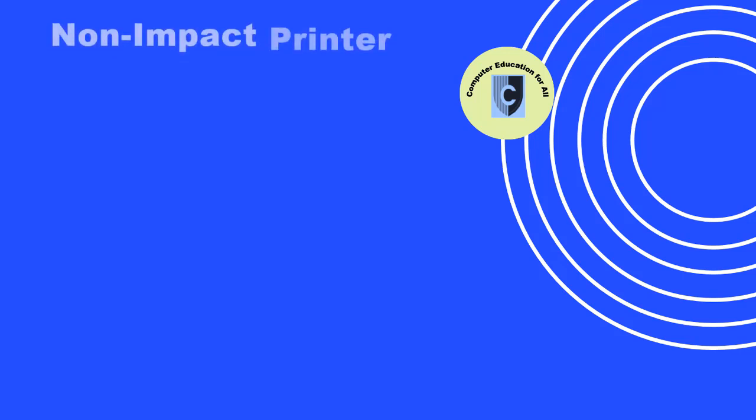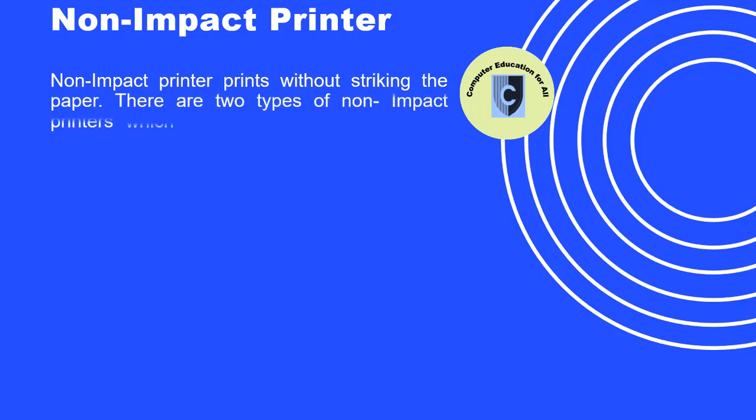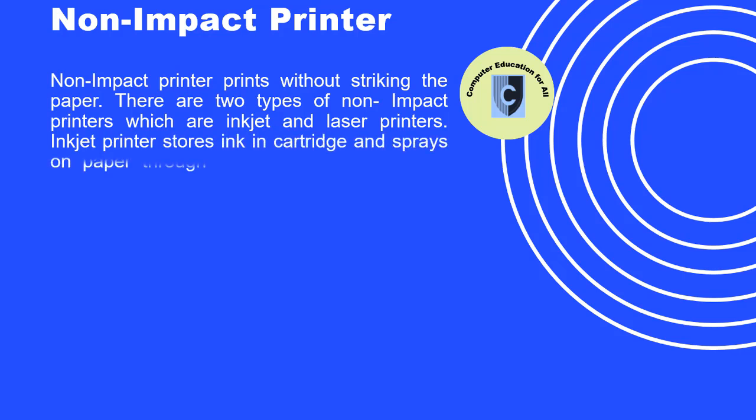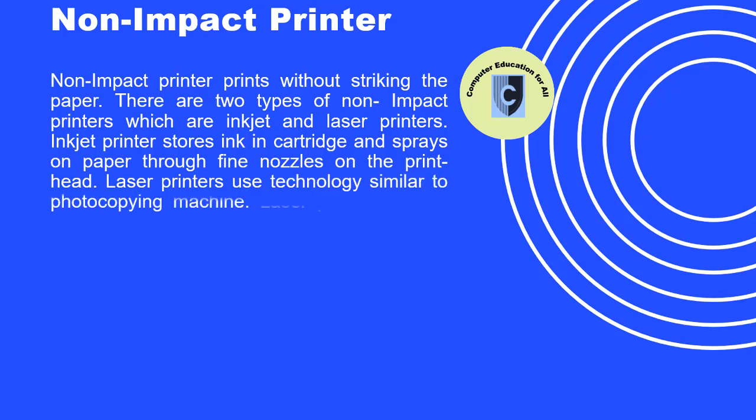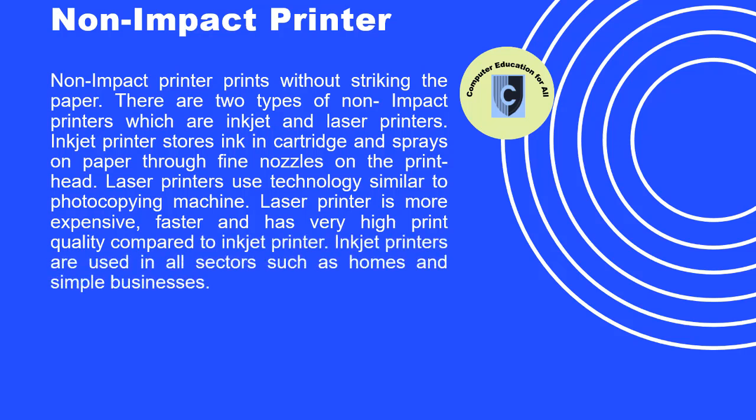Non-impact printer. Non-impact printer prints without striking the paper. There are two types of non-impact printers which are inkjet and laser printers. Inkjet printer stores ink in a cartridge and sprays it on paper through fine nozzles on the print head. Laser printer uses technology similar to a photocopying machine. Laser printer is more expensive, faster, and has very high print quality compared to inkjet printer.